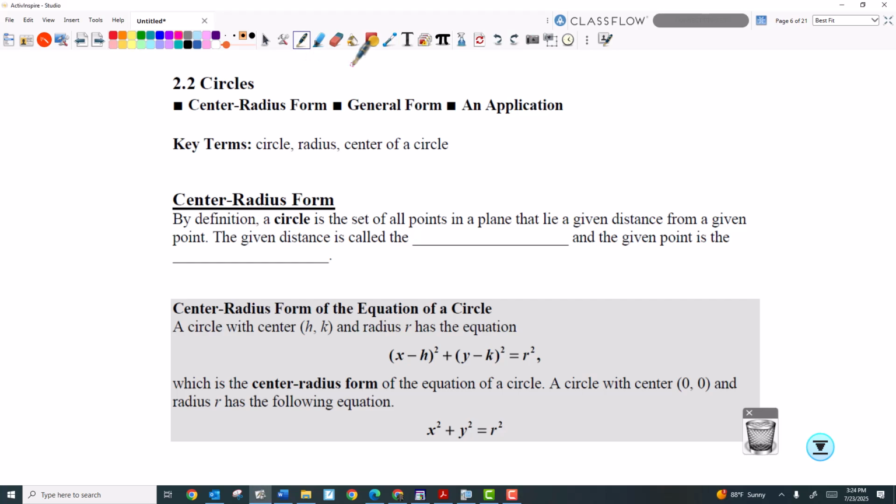Okay, 2.2 circles. The given distance is the radius and the center of a circle. The formula for a circle is x minus h squared plus y minus k squared equals r squared, where h and k is the center and r is the radius. If it's 0, 0, you just don't put those.